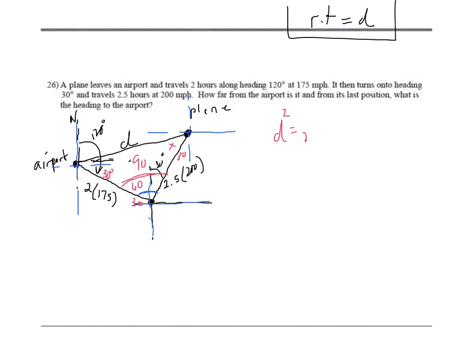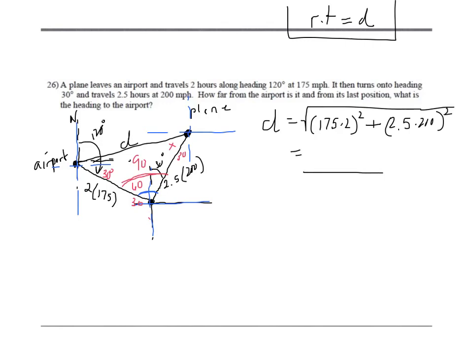Oh, hold on. I don't have to use the law of cosines. What can I use? I can use SOHCAHTOA. I can use the Pythagorean theorem because this is a right angle. So once again, D is going to equal the square root of whatever 175 times 2 squared is, plus 2.5 times 200 squared is, and that'll give me the distance between the plane and the airport.